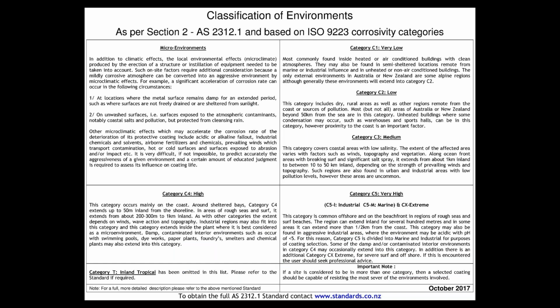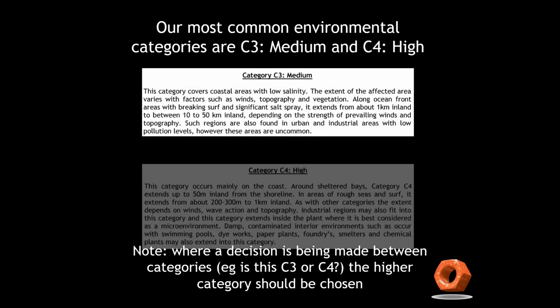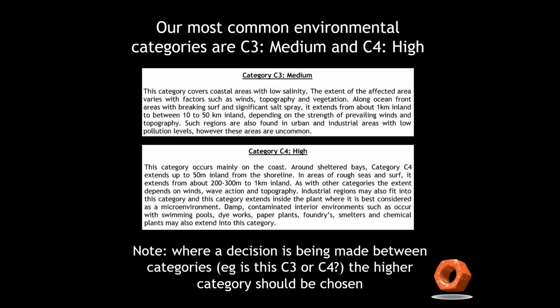Now, I'm certainly not going to read through this, but this shows us the definitions for the classifications. And as I mentioned, someone's been messing around with my presentation, I suspect that was John Kilby. Thank you, John. Most of our environmental categories are C3 and C4, so medium and high. And when you're getting into looking at your categories, and we do get involved in some of these discussions, you should always defer to the higher category that's being discussed. So you shouldn't try and talk yourself down. You always defer to the higher category.